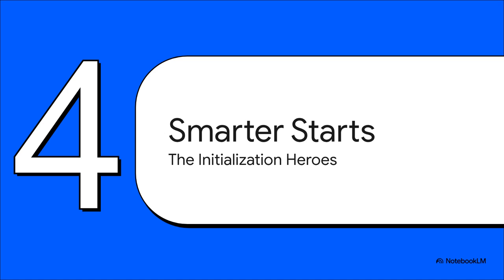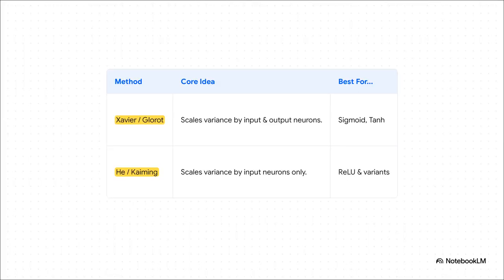So how in the world do we actually do this? Well, that's where our heroes come in, these clever initialization strategies that were designed to give our hiker the absolute best starting position on the map. The two big heroes you'll hear about most are Xavier and He initialization. Xavier, sometimes called Glorot, works fantastic for symmetric activation functions like Sigmoid and Tanh.